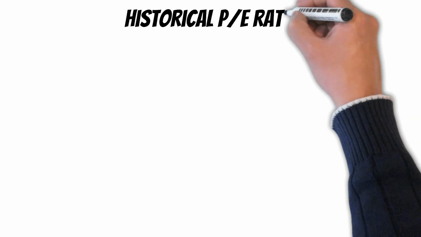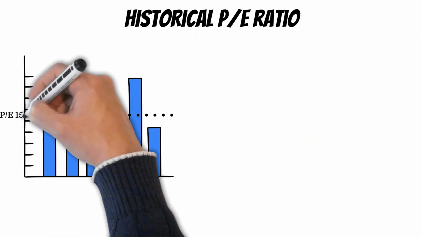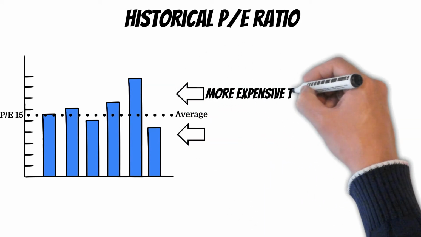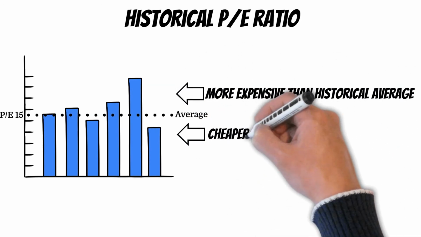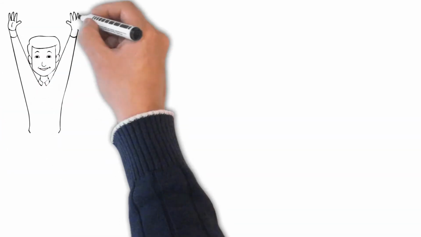There are many more ways to use the PE ratio, and one of them is figuring out what the historical average PE ratio for a company is. Then you can compare it to its current price and see if the company is trading at a higher or lower multiple than it used to for the last 20 years. This concludes the main information about PE ratio. I hope you learned something new.